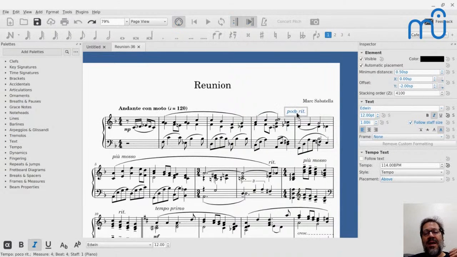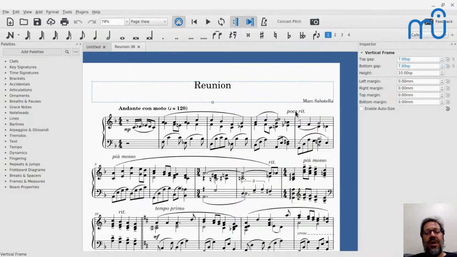I generally find that for a lot of these purposes, just a single tempo change is enough to make it feel like a ritardando, even if it wasn't really that gradual.